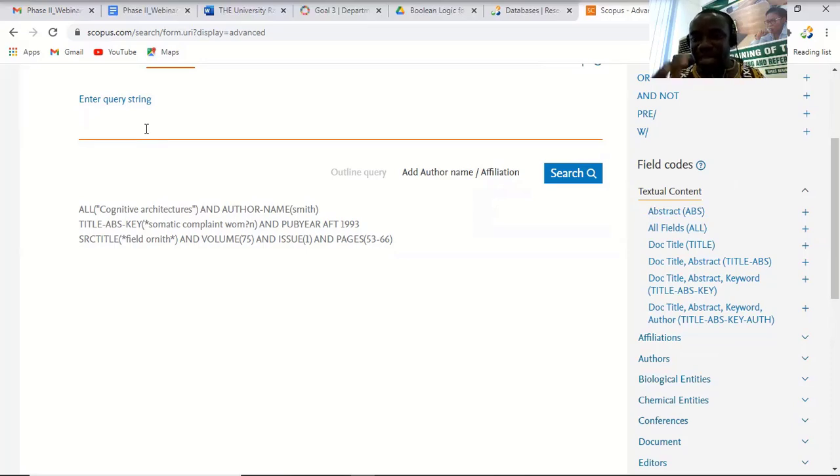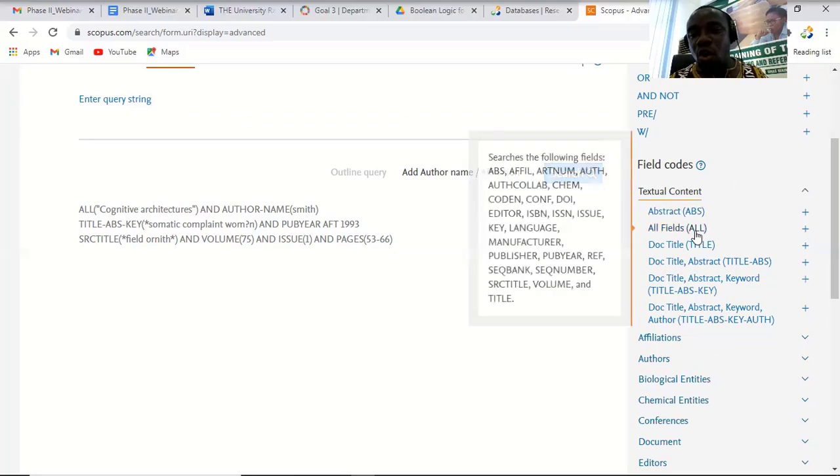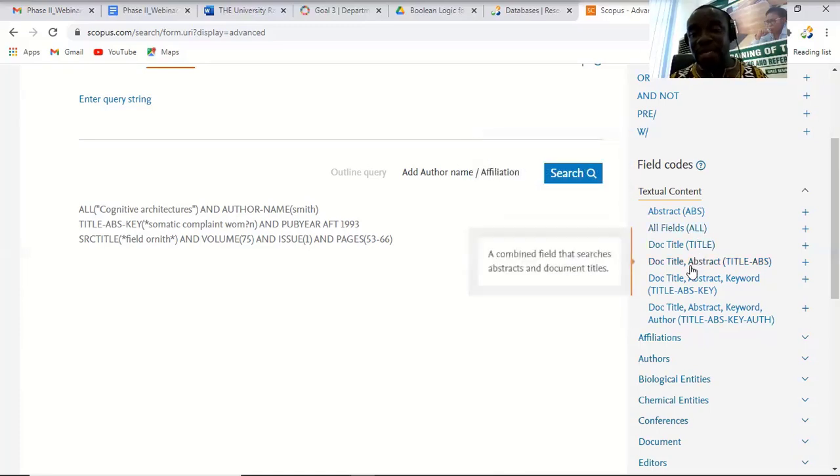So you see how it is important to study your database and understand how it specifically refers to these things. Then if you see all, then it means all fields. And what are the fields? It will be ABS, it will be affil, that's affiliation, atnam, auth, collab, chem, odin, conf, DOI. You see? So if you use all as a field code, it will search looking into all those fields. Then there's another one, doc title abstract, which is coded as title-ABS or apps. So that means you are telling the system for this particular term, look strictly in the title and the abstract only, not anywhere else.